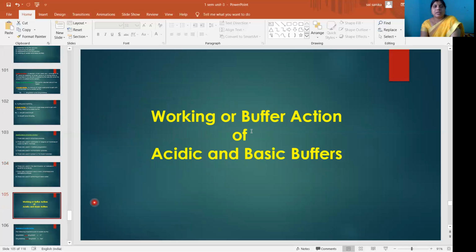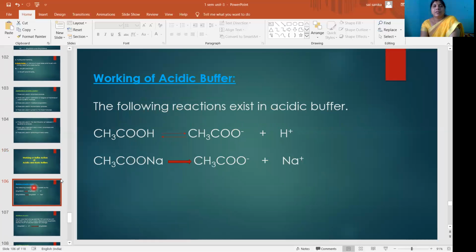Okay, the next topic is working or buffer action of acidic and basic buffers. First, we'll see the working of acidic buffer. So why is its pH not changing? What we study here is working of acidic buffer, that means why the pH is not changing. If we add some acid or base to the acidic buffer, why is its pH not changing?